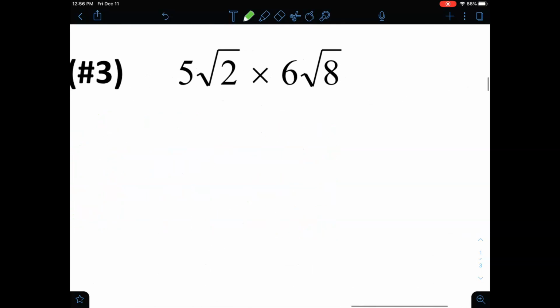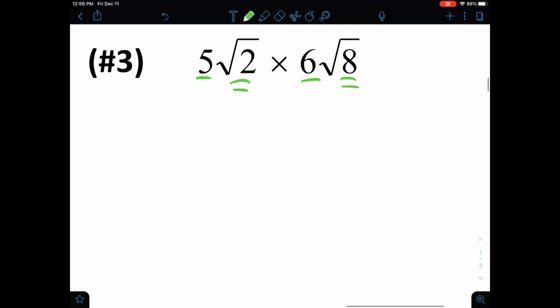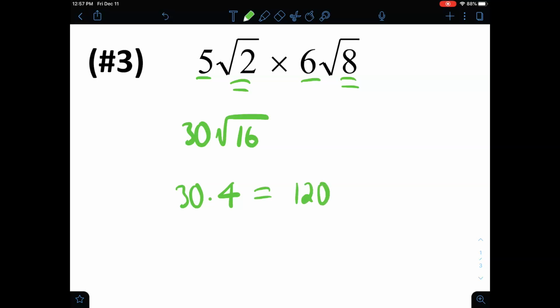All right, number 3, we have 5 square root of 2 times 6 square root of 8. We have to multiply the whole numbers and the radicals. These are going to go together and these are going to go together. So we have 5 times 6 is 30. We have square root of 2 times 8 is going to be 16. Well, that's really nice because square root of 16 is just what? Square root of 16 is 4, and 30 times 4 equals 120. There we go.